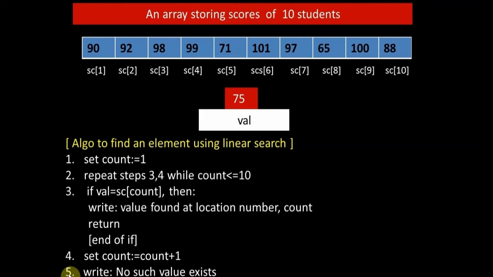The control will come to step number 5 only and only if the loop has been exhausted fully and the value of count has reached 11. And that will happen only when there is no such value in the array. Only then will control come to step number 5, and no such value exists will be printed.